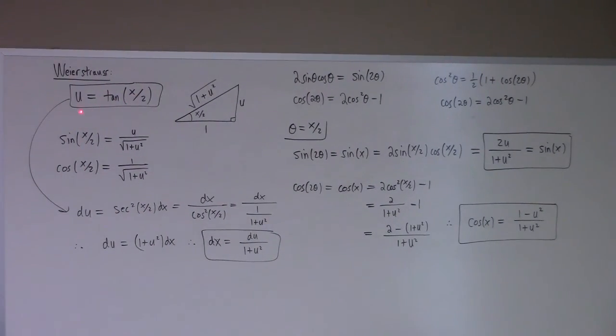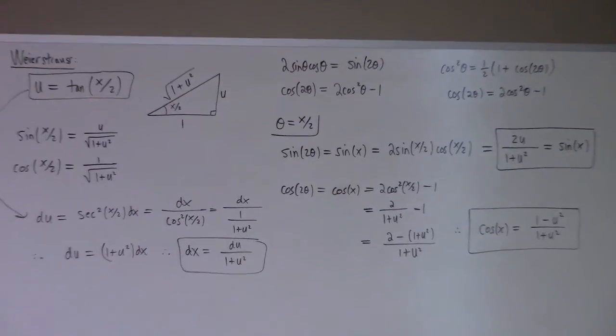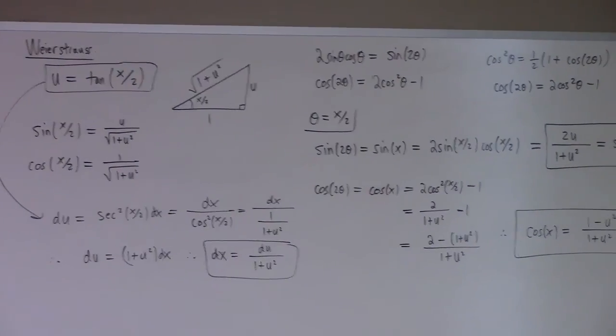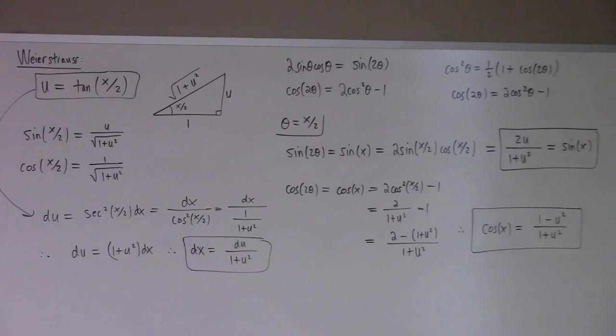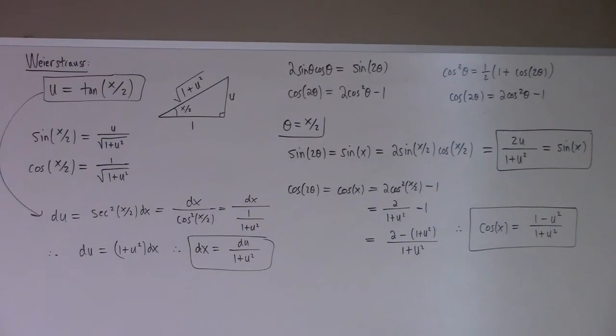But here's the substitution. u equals tangent of x over 2. That's the substitution. Now the reason to do that is it will allow us to convert sine and cosine to rational functions of u. So here's how it goes.